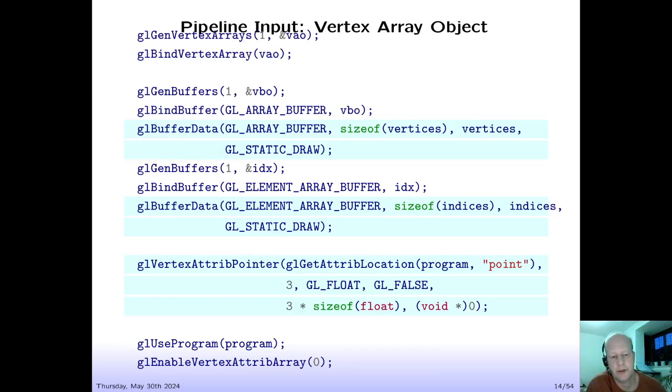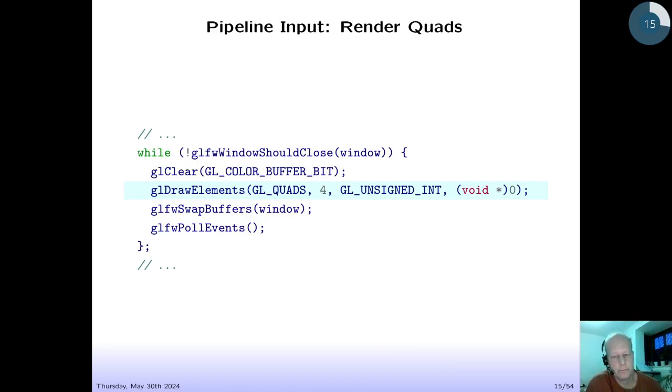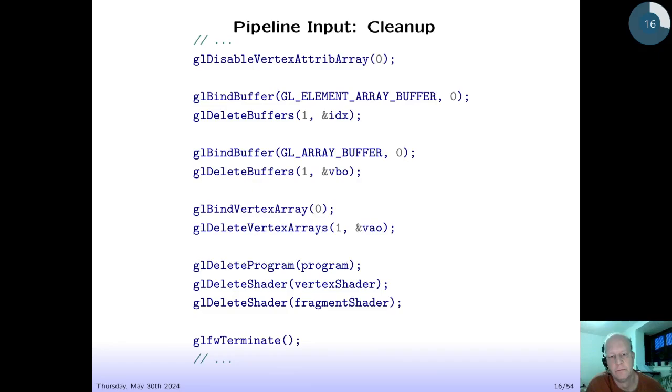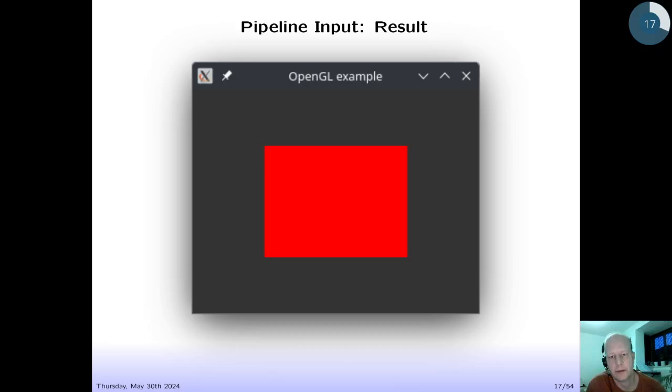Then we use glUseProgram to set the current program, and we enable the first vertex attribute, which is basically the point. And then we just call glDrawElements in the loop, and that will perform the rendering operation. And at the end we need to clean up the array buffers and the shaders. And after all this, finally you get a red rectangle.